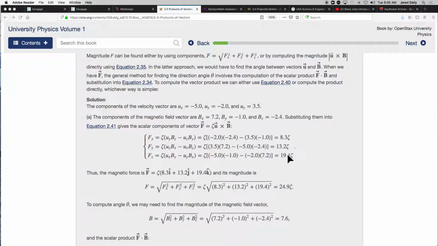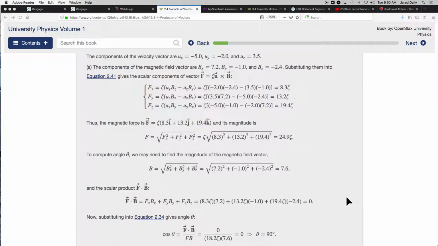And once they have all three of those, you can calculate the magnitude of the overall vector. You just square each one of them, add them together, take the square root. Pythagorean theorem. Right? Kabang. And if you want to know the angle of this final vector, then you're going to need to know the magnitude of the magnetic field, 7.6, and then we use the dot product divided by the magnitudes, and then take the inverse cosine and get the angle between them. And it turns out the angle between them is 90 degrees.